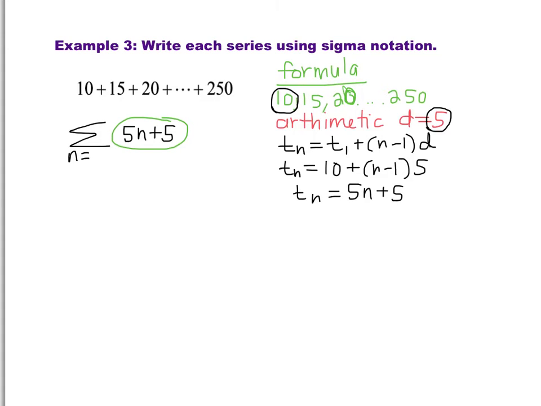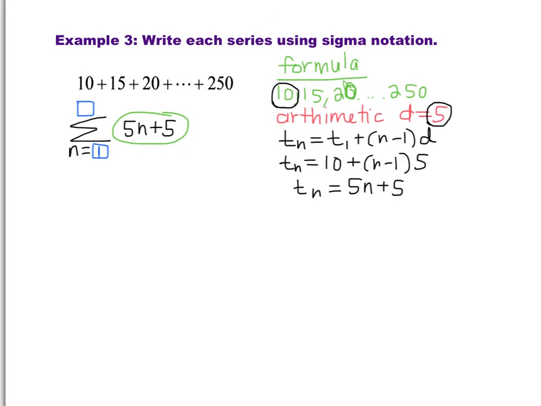Okay, so now we say I need to figure out what my lower bound and upper bound are going to be. So put a number here and here. So I ask myself, well, what would I need to start with? What number would I need to plug in for n to get this first 10? Well, we know 5 plus 5 is 10, so our n should just be 1. So that's our starting point. That's fairly easy.